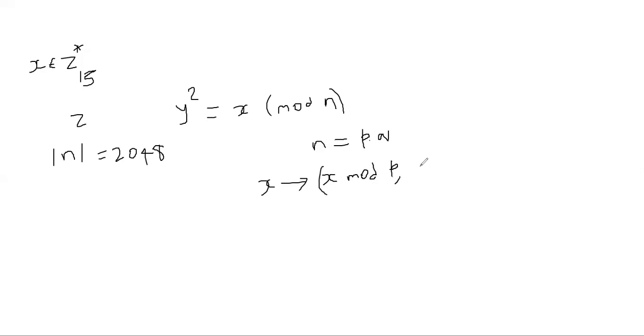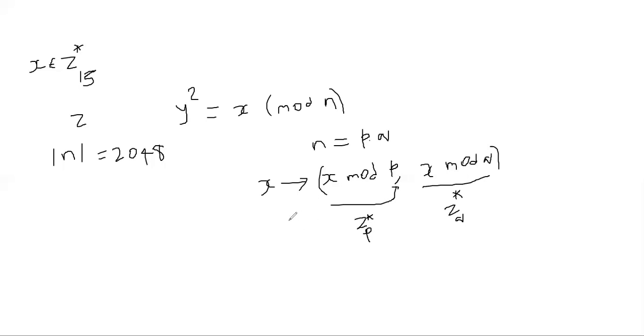And then do the same with mod Q. Now we can check whether this element is a quadratic residue in Z star P, and this element is a quadratic residue in Z star Q. Remember, X mod P belongs to Z star P because P is a prime, and X mod P will be from 1 all the way to P minus 1. Of course, we assume X is non-zero, because X is coming from Z star 15. We can check whether X mod P is a quadratic residue and X mod Q is a quadratic residue. That's simple to do.